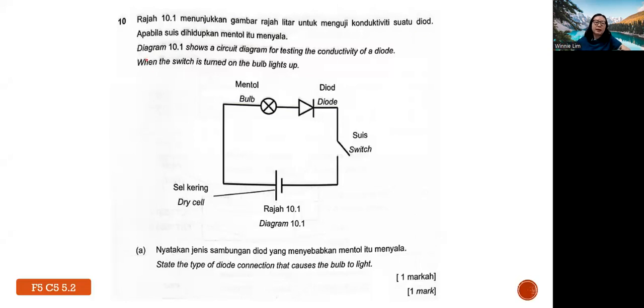Question 10 is still under Section B essay. You can choose either question 9 or question 10. Diagram 10.1 shows a circuit diagram for testing the conductivity of a diode. When the switch is turned on, the bulb lights up. State the type of diode connection that caused the bulb to light up. Basically there are 2 ways of connecting this diode.